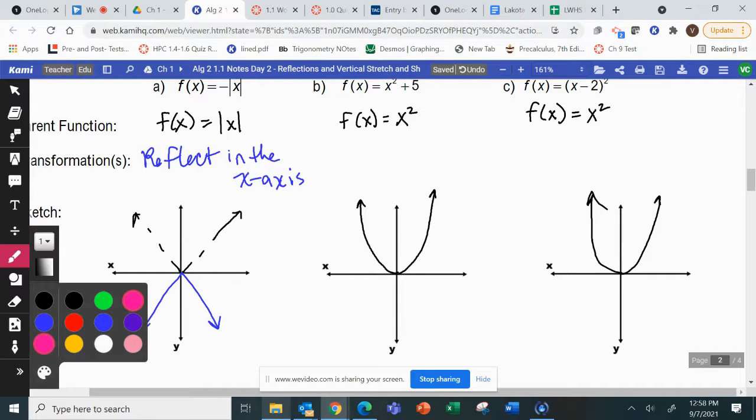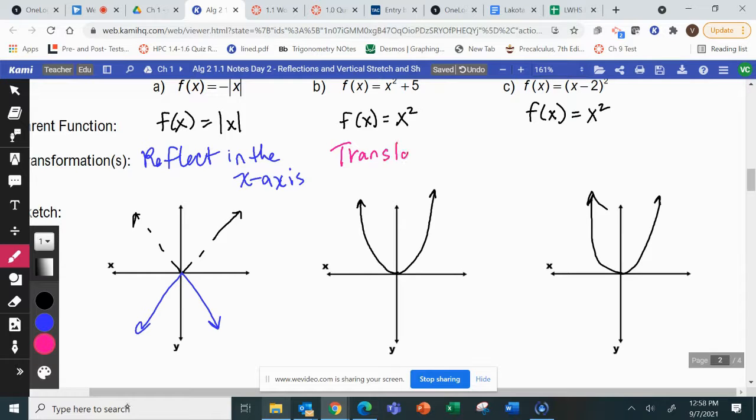Okay, question B. We've got x squared plus 5. I'm going to call on Jackson. Would it be translate left 5 units? It would not. Let's talk about why. Is that plus 5 on the inside of the squared? It's on the outside. So outside is vertical. What should it be? 5 units? Yes.